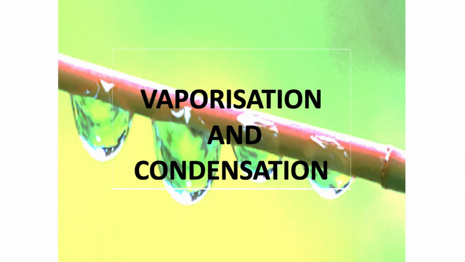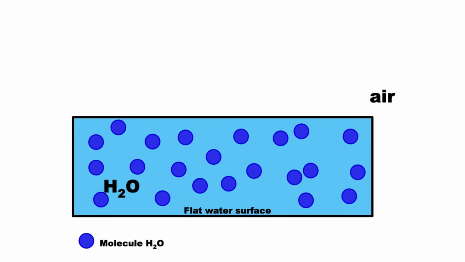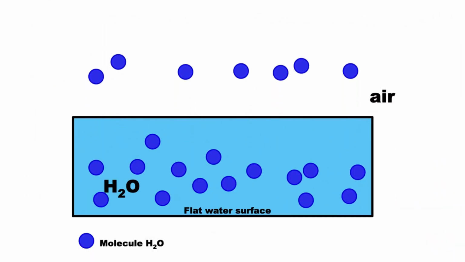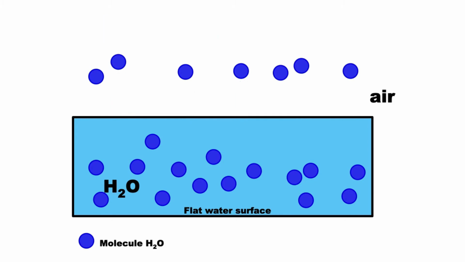Next, the vaporization and condensation process. Vaporization is the process in which a liquid is transformed into a gas through a surface, while condensation is the process in which a gas is transformed into a liquid.